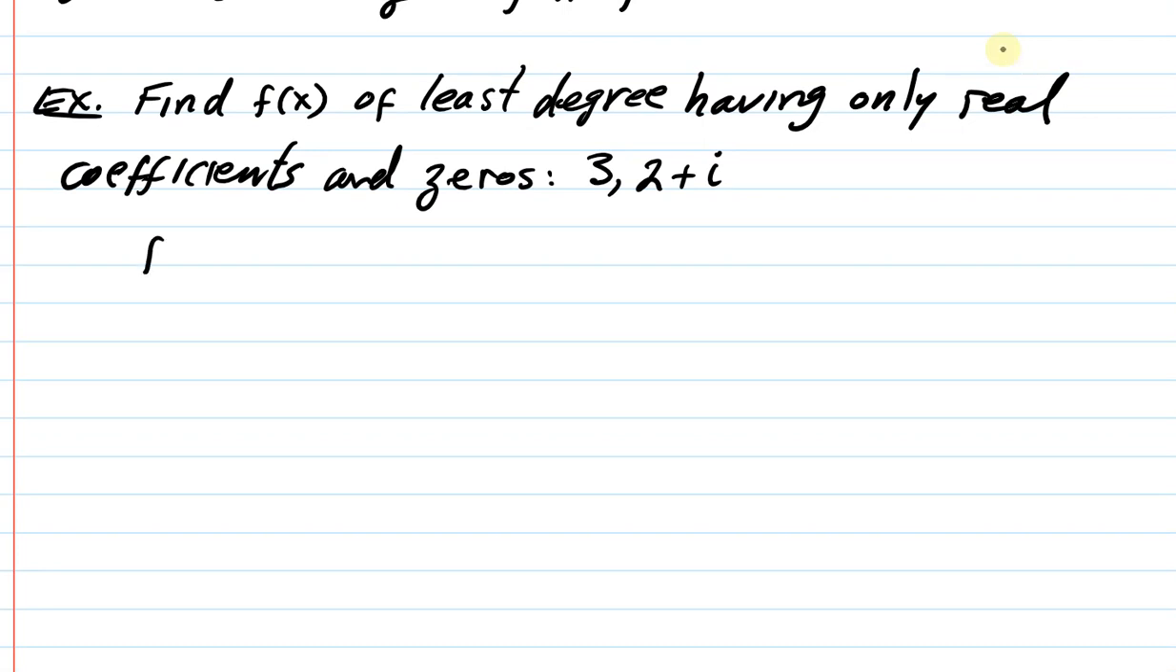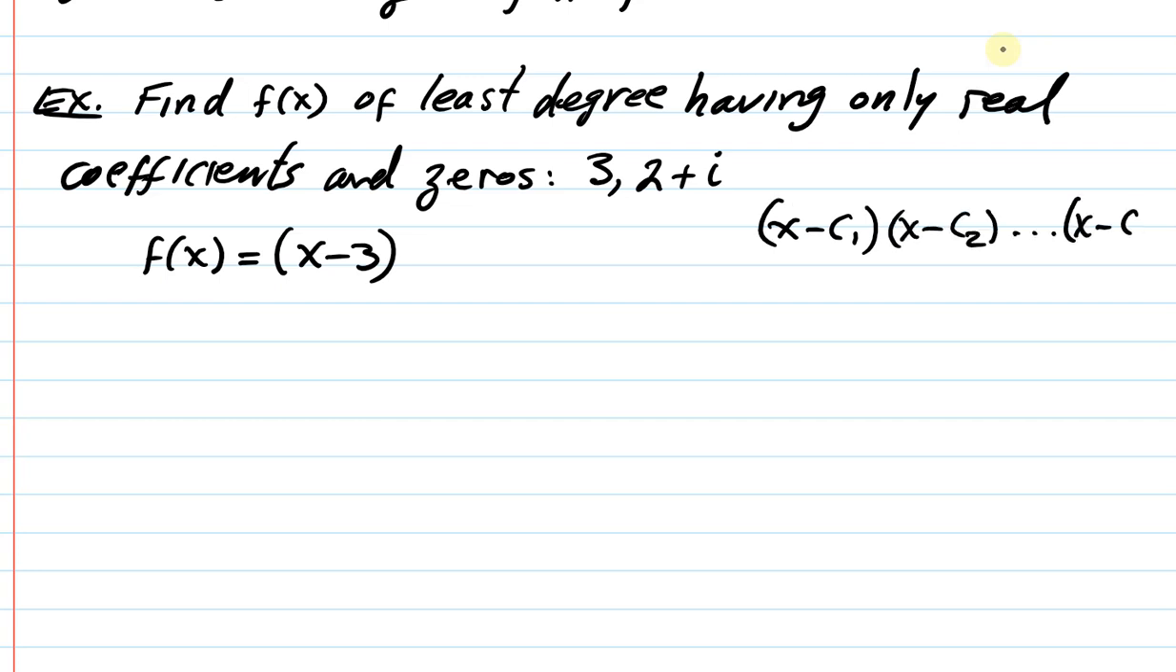So how is this going to go? Well, in factored form, the polynomial is going to be x minus 3 because 3 is a 0. Remember, the linear factorization theorem: we can write polynomials as a product of linear factors, x minus c1, x minus c2, and so forth, x minus c sub n, where the c's are zeros. So here's one 0. The other 0 is x minus (2 plus i).